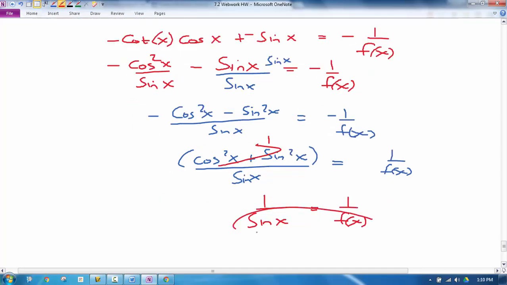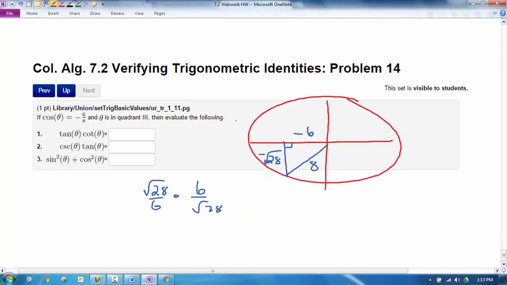So the last problem, if you set this up, draw a reference triangle in quadrant 3, tangent's opposite over adjacent, which is square root of 28 over 6, and cotangent's adjacent over opposite, so 6 over square root of 28. These cancel and you just get 1.